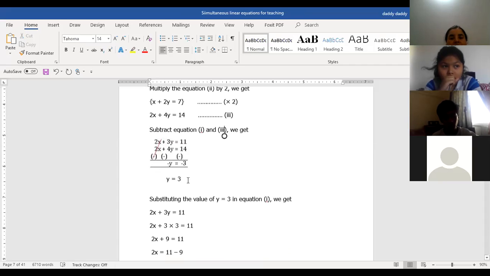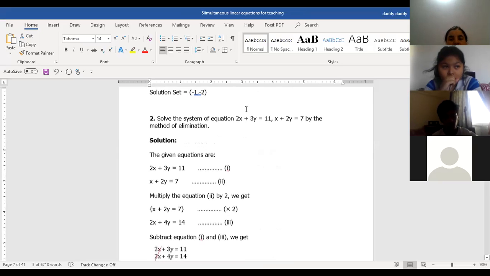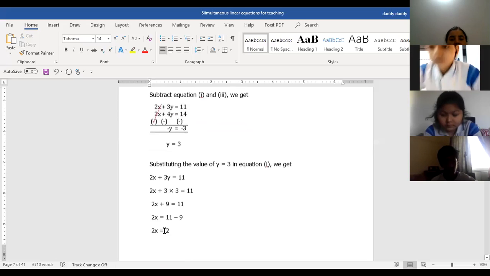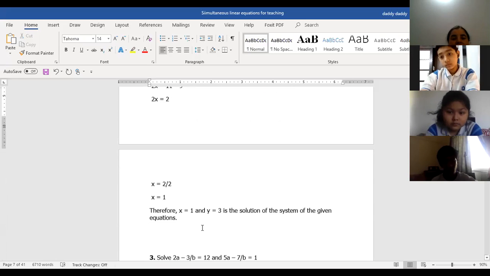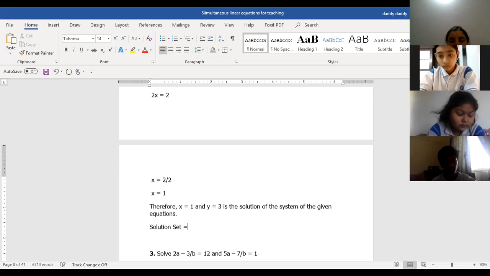Once you have got the value of one of the variables, you put it in any of the equations which is given in the question. First one, second one, or the equation which you got after multiplication, that is equation third, any of the equations. You will get the value of the other variable also. And here you see I got the value of x as 1. So the two values are x is equal to 1, y is equal to 3. This is all what you got, all of you? Yes, children? Okay.